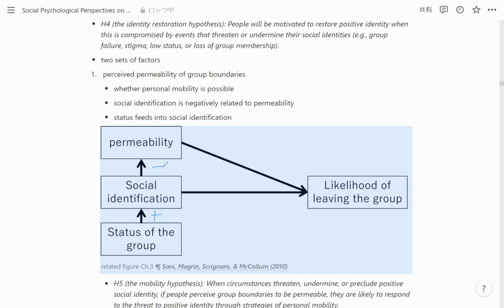And when they perceive the low permeability of the group, then they are less likely to leave the group. It's difficult to leave and re-enter the group, so they are unlikely to leave the group. And also when they develop a strong social identification, they are less likely to leave the group. Okay.